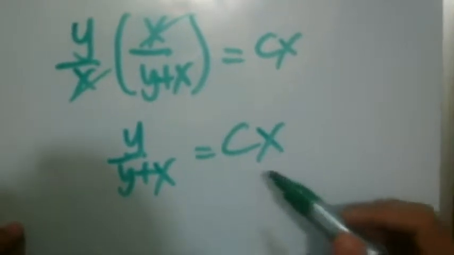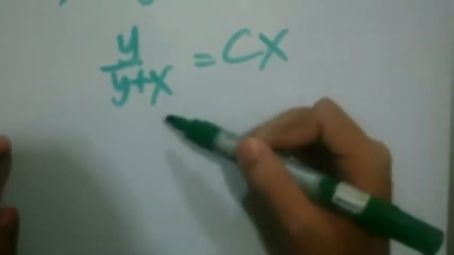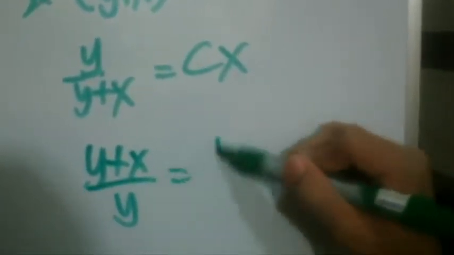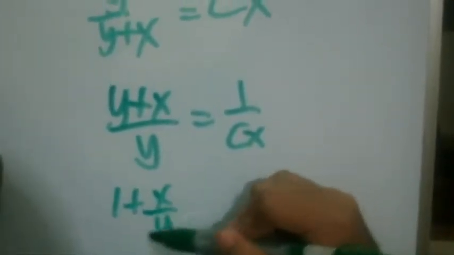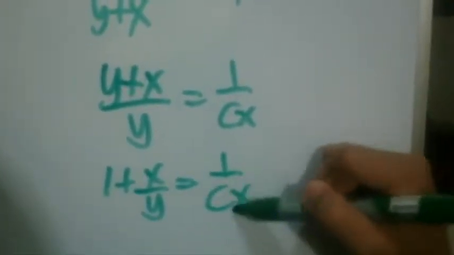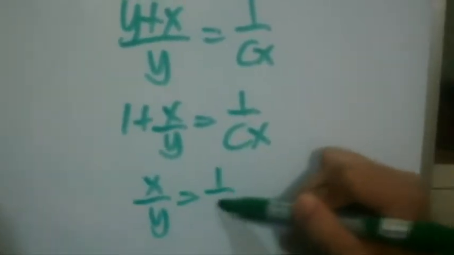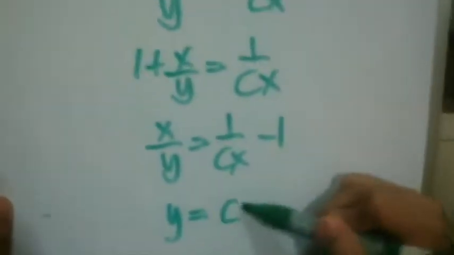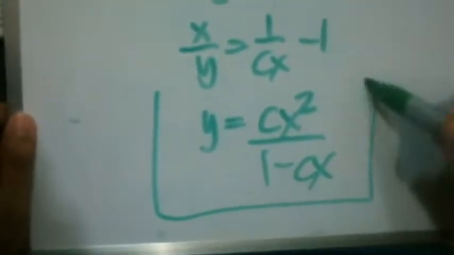So our target is to get the general solution in terms of y. So we will simplify it further. So we have y plus x over y, so 1 over cx. 1 plus x over y equals 1 over cx. x over y equals 1 over cx minus 1. So we have y equals cx squared over 1 minus cx. So this is our final answer.